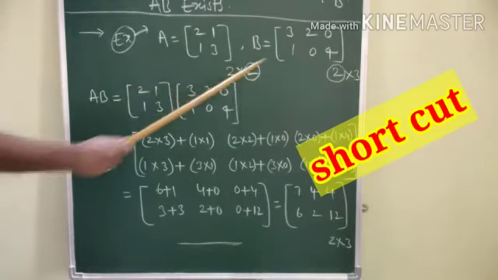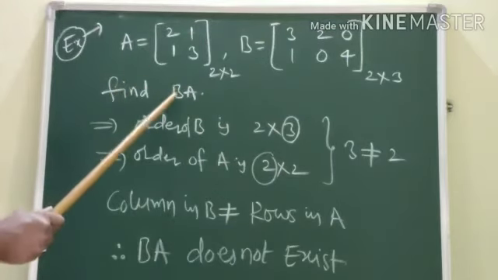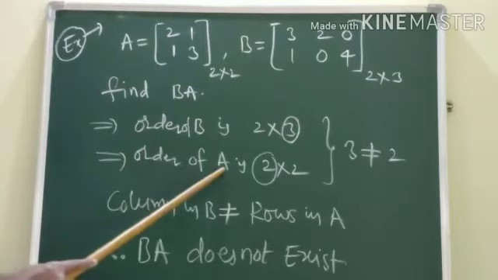Now let us see another example for multiplication of matrices. If A is equal to [2, 1; 1, 3], that is order 2 by 2, and B is equal to [3, 2, 0; 1, 0, 4], order 2 by 3, then find BA. Here we have to calculate B into A. That means the first matrix is B, the second matrix is A. Now let us see the order of B. The order of B is 2 by 3.